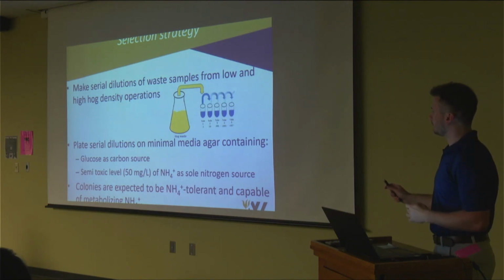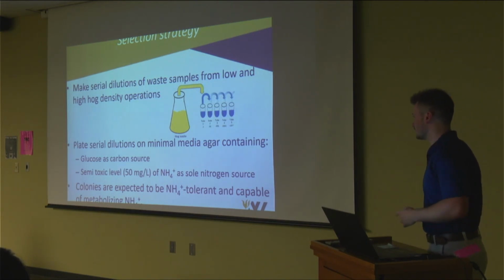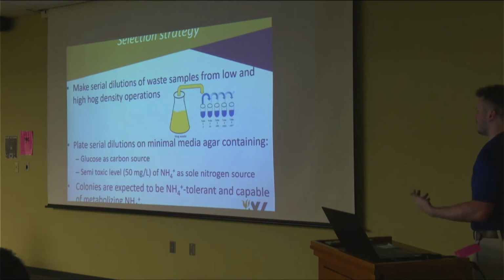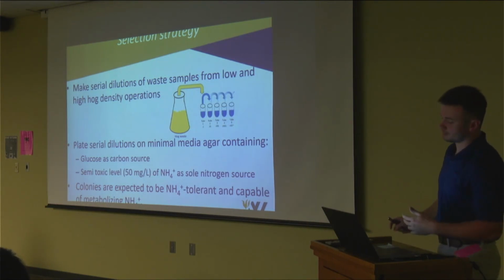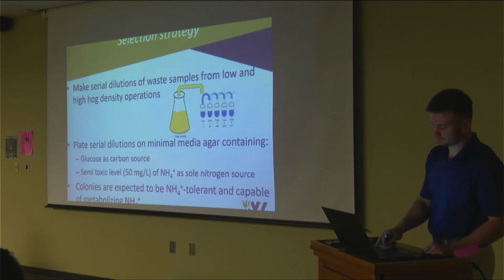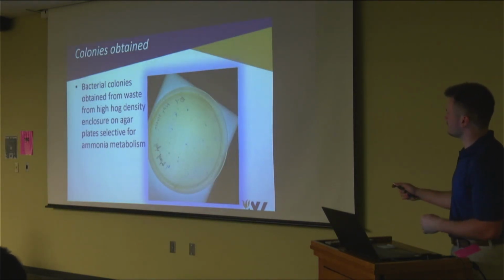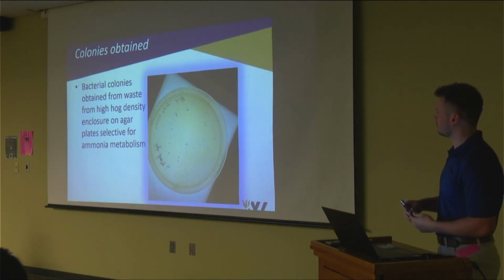Serial dilutions on minimal media agars containing glucose as our carbon source and a semi-toxic level of ammonia as the sole nitrogen source, and we're expecting these colonies to not only be ammonia tolerant but also be capable of metabolizing the ammonia. And here's an image of some colonies we obtained from a high density source on our agar plate.